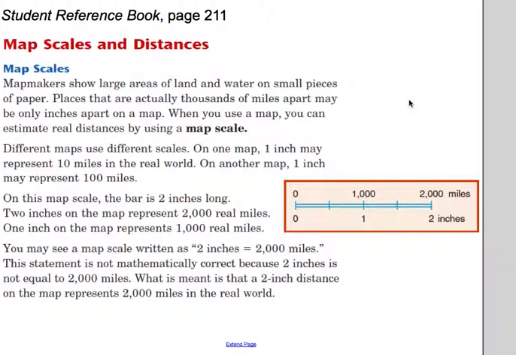You may see a map scale written as 2 inches equals 2,000 miles. This statement is not mathematically correct because 2 inches is not equal to 2,000 miles. What is meant is that a 2-inch distance on the map represents 2,000 miles in the real world. It's really important anytime you take a look at a map scale to figure out what is the distance on the map, like 1 inch or 2 inches or a centimeter, and how many real-world miles is represented by that.